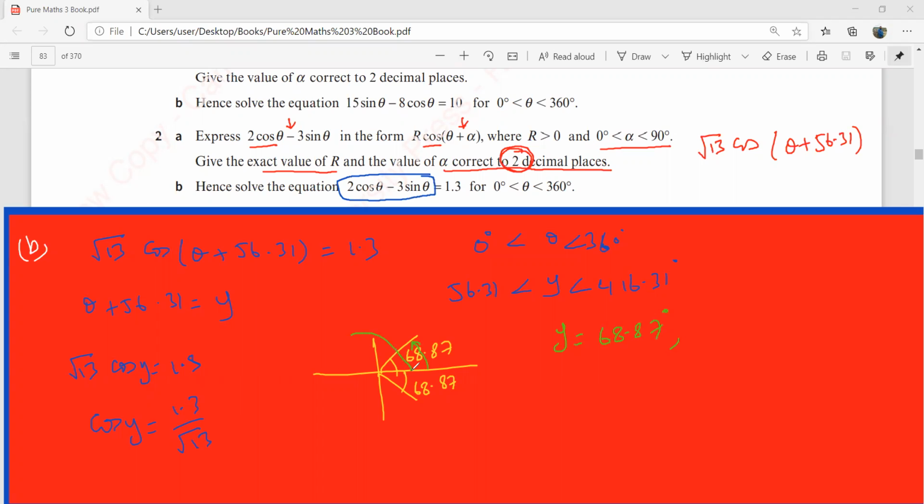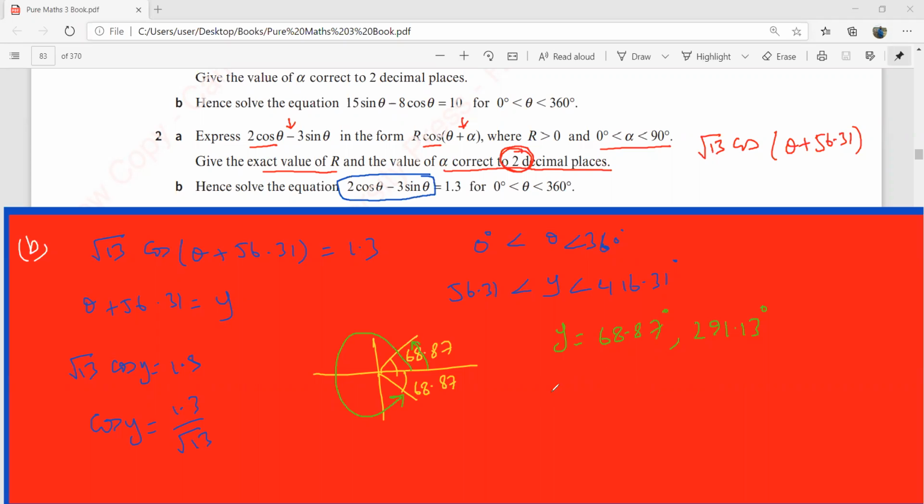And then let's see if we can keep this as our second value. Please tell me what is 360 minus this. That is 291.13. Yes, this is within this range. Let's just check if we can have one more value. What is 360 plus 68.87? That is going to be 420 something, so we can't keep that. So these are the values of y.